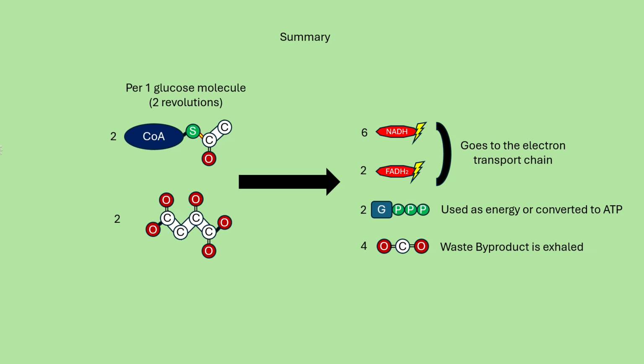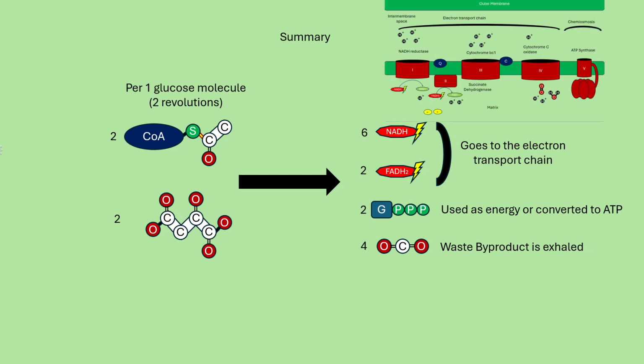All right, to summarize what we've been through, we start off with 1 glucose molecule, which turns into 2 acetyl-CoAs. These 2 acetyl-CoAs will undergo 2 revolutions of the citric acid cycle. And it will produce a total of 6 NADH and 2 FADH2 molecules, which will go on to be harnessed in the electron transport chain. We will also get 2 GTPs, which will be used as energy or converted into ATP. And we'll also have 4 carbon dioxide molecules, which will be exhaled as waste.